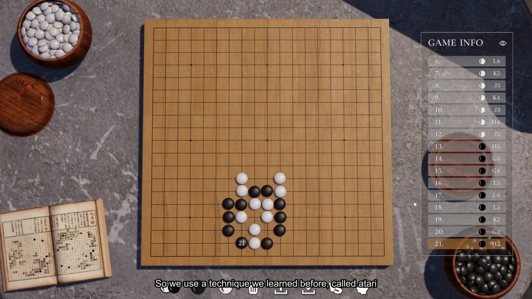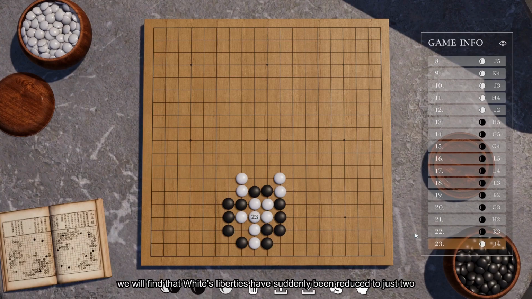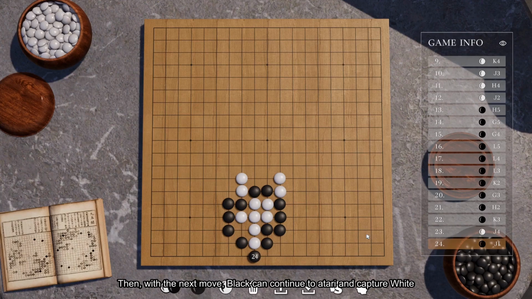So we use a technique we learned before called Atari. White can only connect now. After this exchange of moves, we will find that white's liberties have suddenly been reduced to just 2. Then, with the next move, black can continue to Atari and capture white.